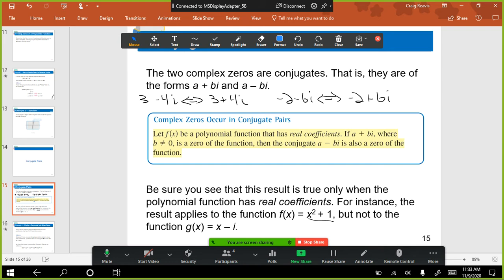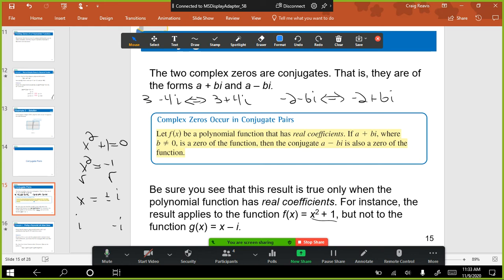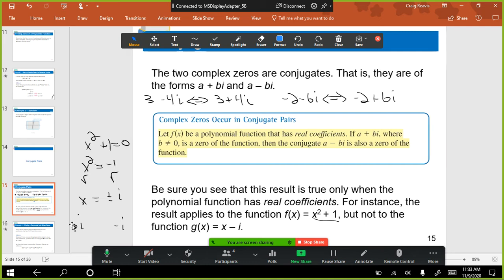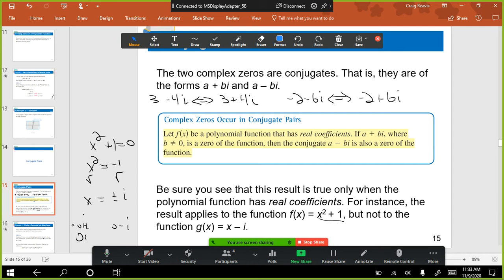And then notice if we set that x squared plus 1 equal to 0 and solve it, we would get x squared equals negative 1. We take the square root of both sides, which means x equals plus or minus i. Well, we have positive i and we have negative i. If I were to write those in complete complex number form, that would be 0 plus i, 0 minus i. Let me write that bigger. 0 plus i and 0 minus i. Notice those are conjugates. All right. So we know if i is a 0, negative i has to be a 0.